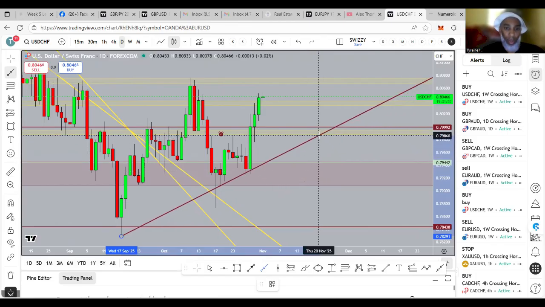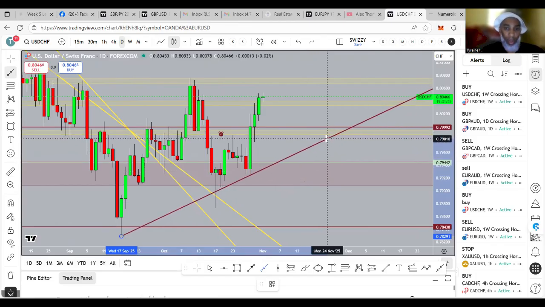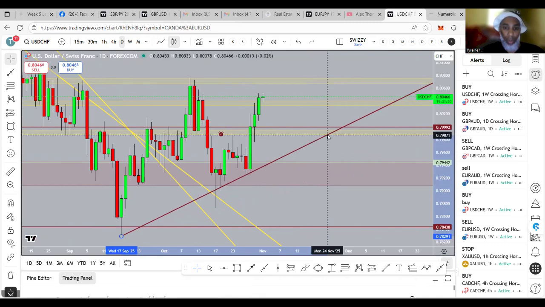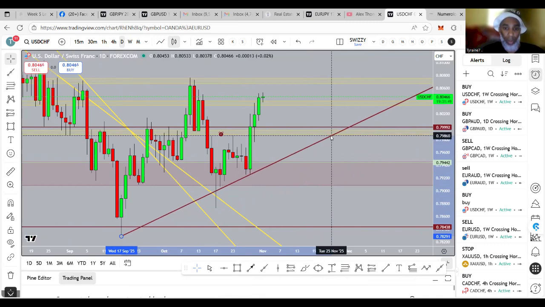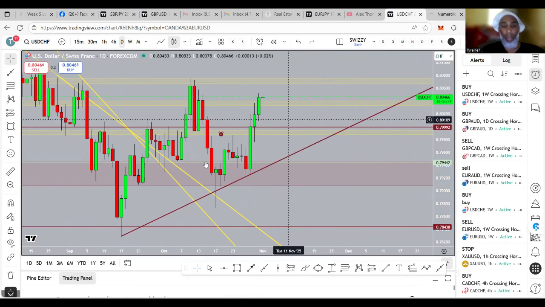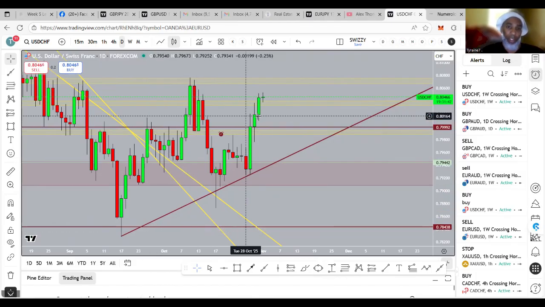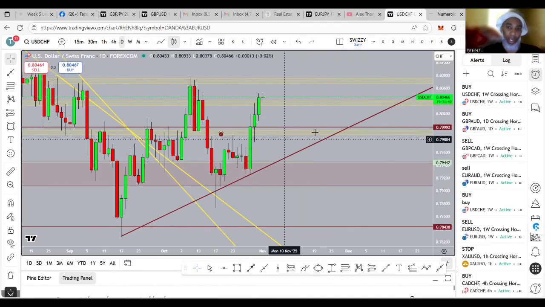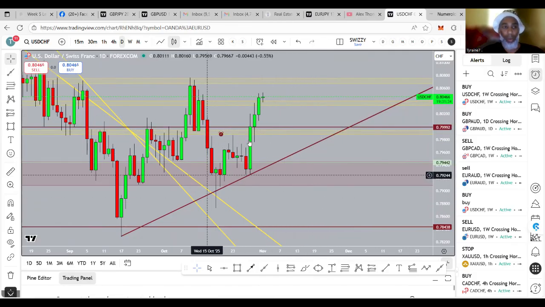Let's see here. There's another one right here. Yeah, so this is a nice little one. I don't know if it's going to come back to this line, but if it comes anywhere near here, then this is probably going to be a good entry. So we'll keep an eye on USD Swiss.